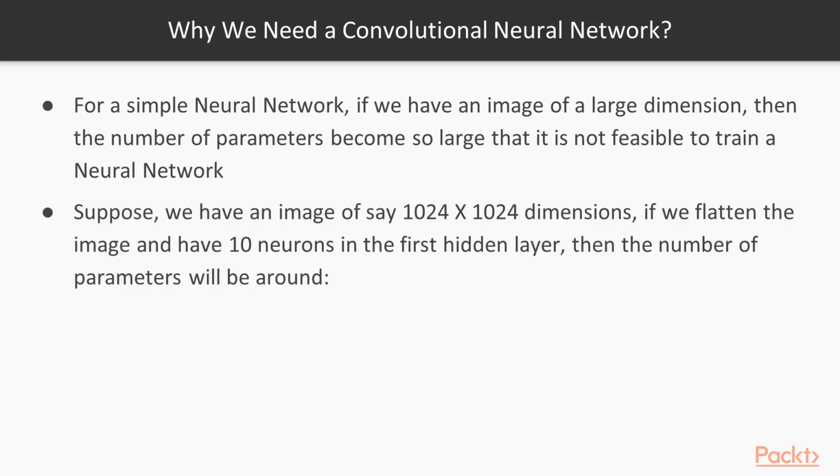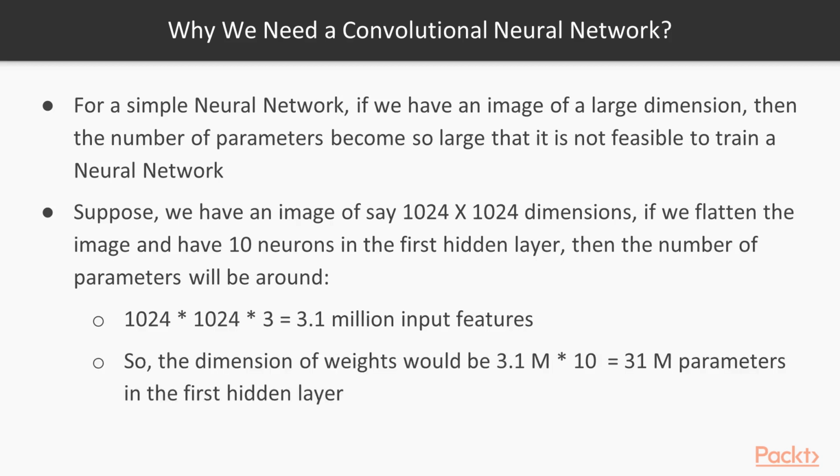Let's take an example of an image with the dimensions 1024 cross 1024. If you have 10 neurons in the first hidden layer, the number of features will be around 3.1 million, and if you multiply it by 10, you will get 31 million parameters in the first hidden layer, which is not feasible even for a modern-day computer to calculate quickly. Hence, we need a convolution operation.